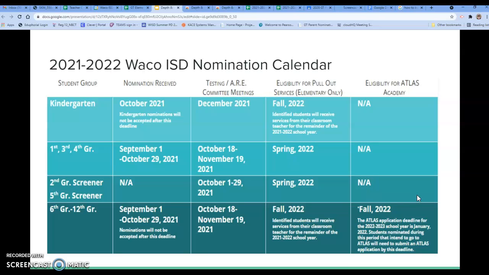As I said, the nomination period is open right now. We will move into the testing period in October. We will be doing a universal screener for both 2nd and 5th grade at every elementary campus. However, if there are students who are nominated that are in other grades, they will be tested in the same window. Also, just keep in mind that any 5th grader who wants to go to Atlas for next year, they have to be nominated and tested this fall so that they can then do their Atlas application.